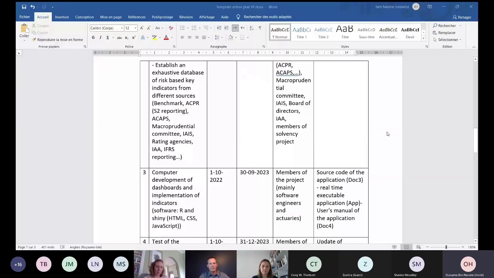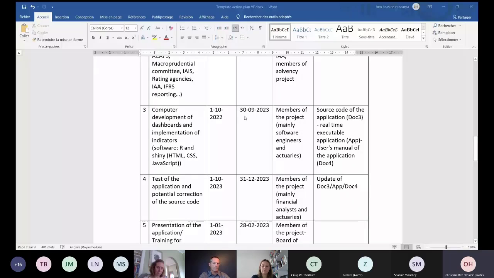The third step is the development of the dashboard and implementation of the indicators. These steps will last 6 months. The stakeholders are members of the project, mainly software engineers and actuaries. The outputs are the source code of the application, a real-time executable application, and a user's manual of the application.